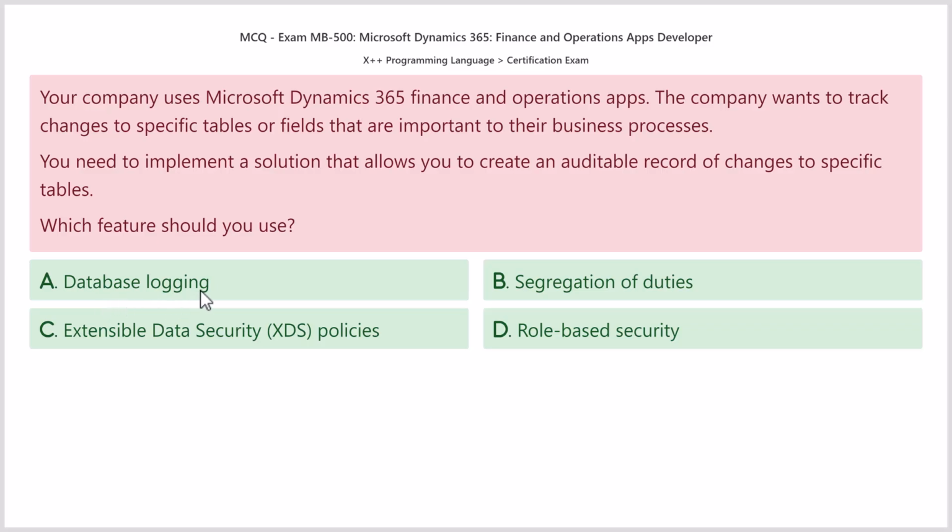Option A, database logging. Option B, segregation of duties. Option C, extensible data security policies. Option D, role-based security. So among all these options, option A is correct, database logging.